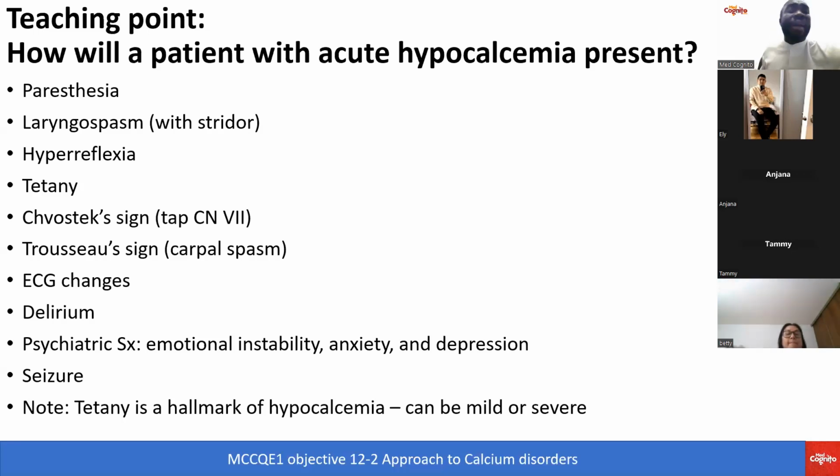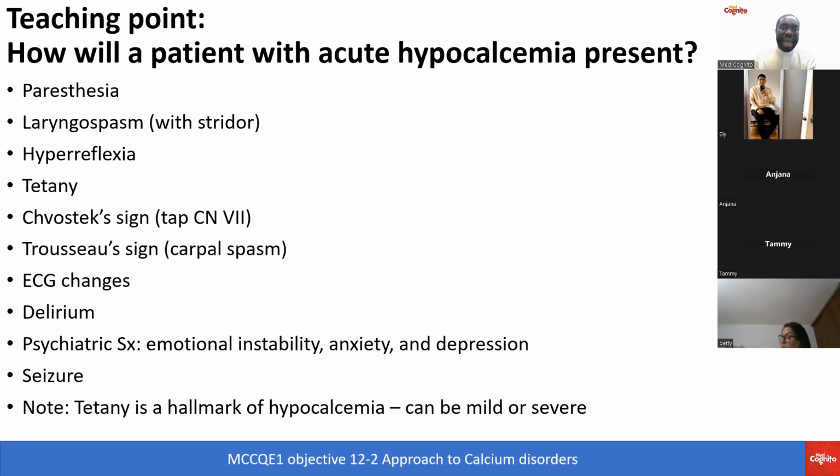We will come to the ECG changes of hypocalcemia. And they can present with delirium. And emotionally, they can present with emotional instability, anxiety, and depression. So doctors, this is what I want you to be writing down. What are the physical exam features of hypocalcemia? Paresthesia, laryngospasm, hyperreflexia, tetany, Chvostek's sign, that is when you tap on the face. Positive Trousseau's sign, that is when you are checking the blood pressure and the arm is moving. ECG changes, delirium, emotional instability, anxiety, depression.